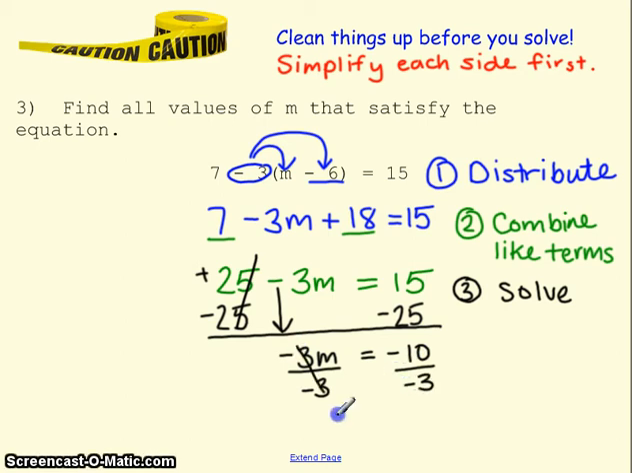And on the left, we're going to end up with an m. And on the right, we see that negative divided by negative, those are going to cancel each other out to become positive. And 3 doesn't go into 10 evenly, so we're just going to leave that as an improper fraction. M equals 10 over 3, and that is our answer.